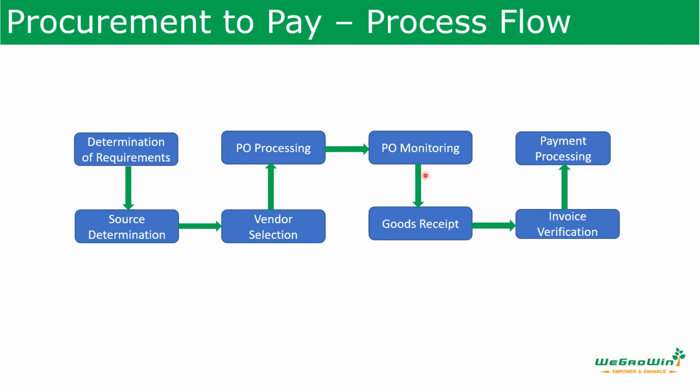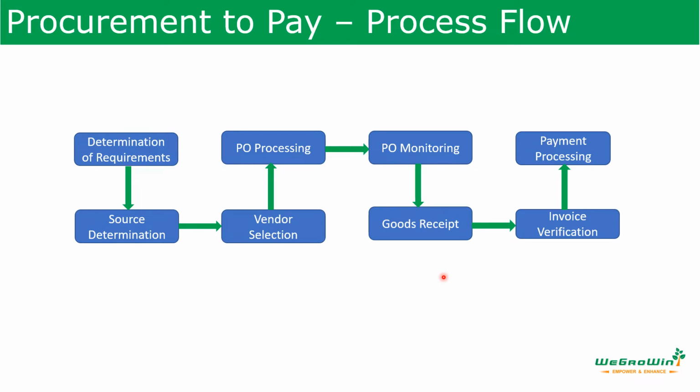Once it is sent, the purchase order must be monitored. The buyer should monitor the processing of the purchase order at any time, and should also define when the material has to come, when the invoice has come, all those things he should monitor. And then the goods are sent. Based on the purchase order, the supplier will send the materials, and then we have to receive the materials.